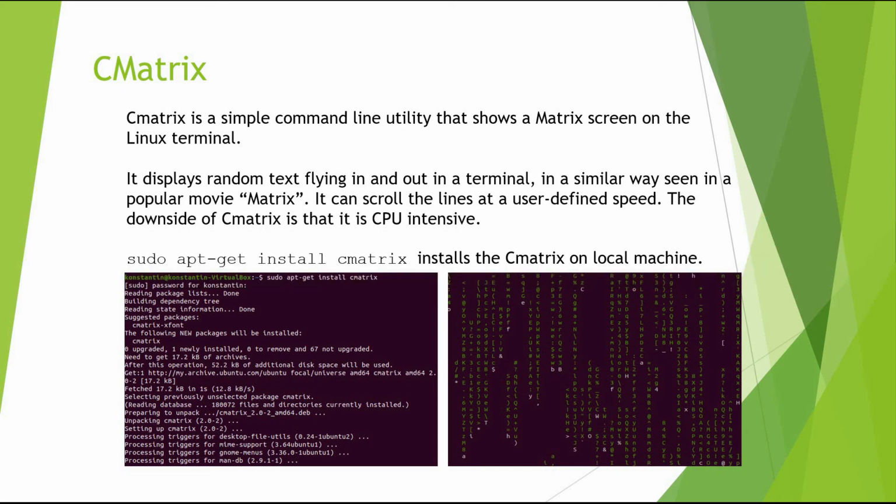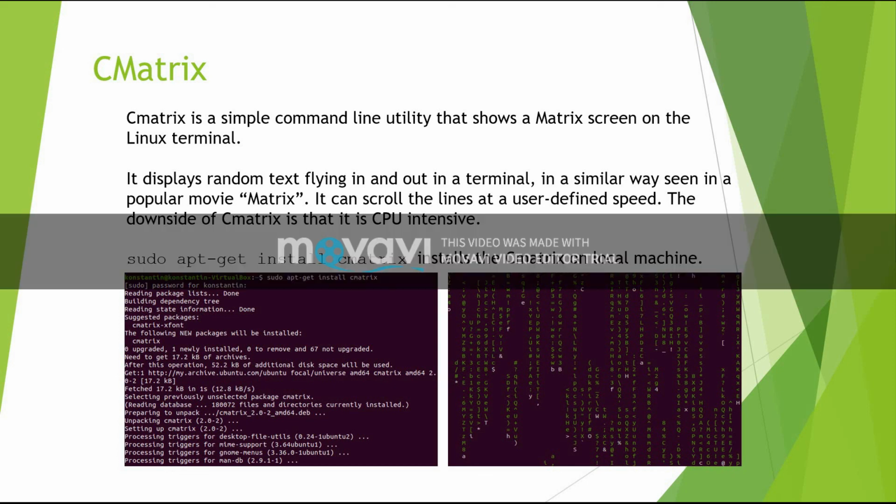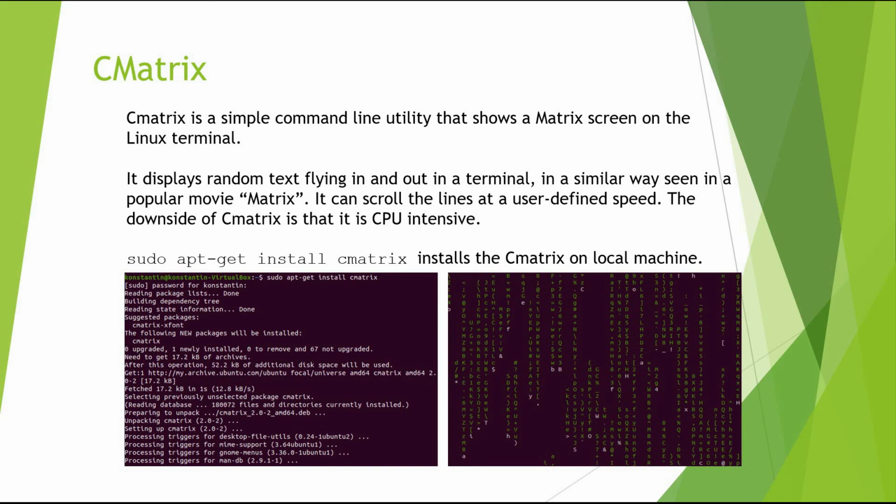Cmatrix is a simple command line utility that shows a matrix screen on the Linux terminal. It displays random text flying in and out in the terminal in a similar way to the popular movie Matrix. It can scroll the lines at a user-defined speed. The downside of Cmatrix is that it is CPU intensive. In order to install Cmatrix on a local machine, the user has to run sudo apt-get install cmatrix.